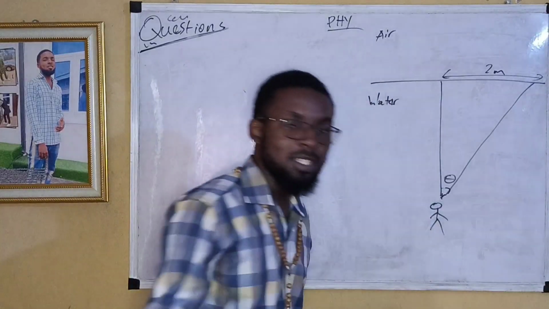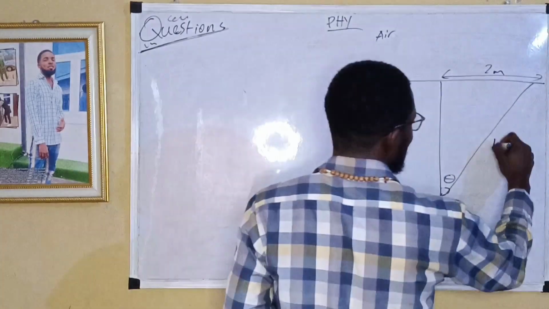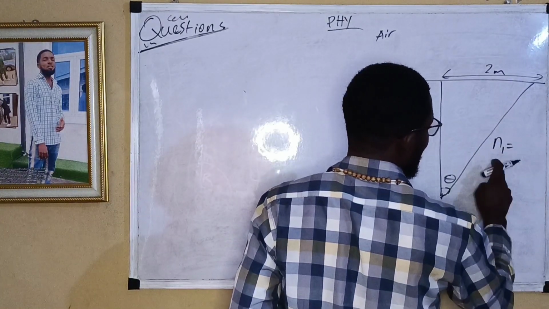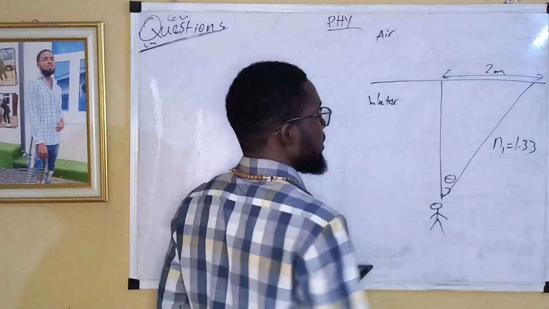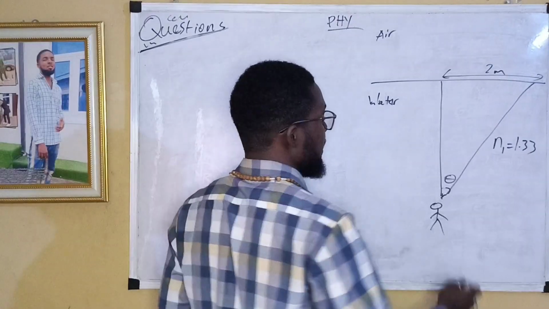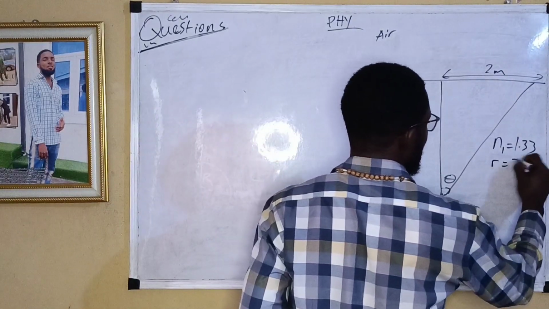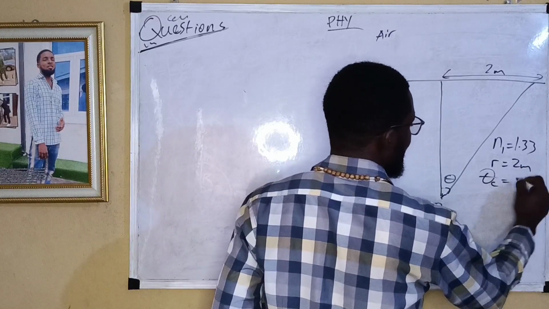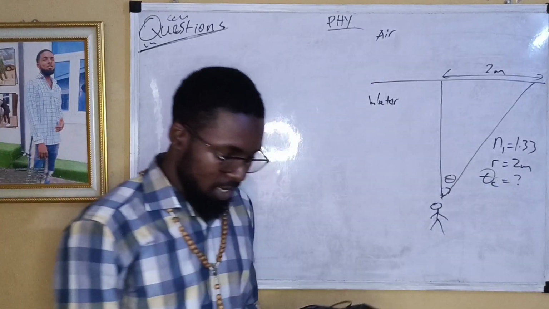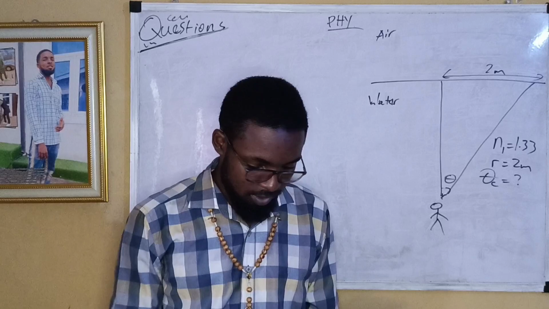So what are we given in the question? We're given the refractive index of water, which is 1.33 for visible light. Then we're given the radius, 2 meters. We are looking for the critical angle.